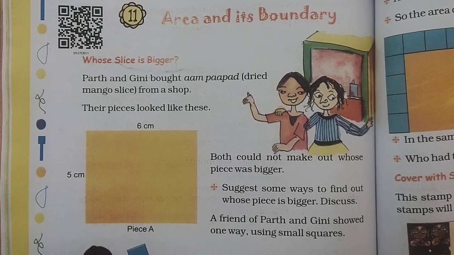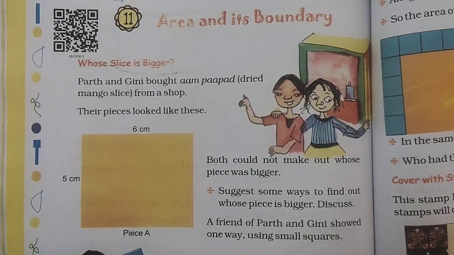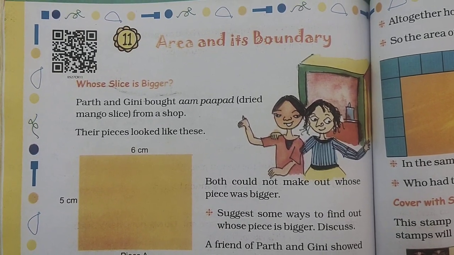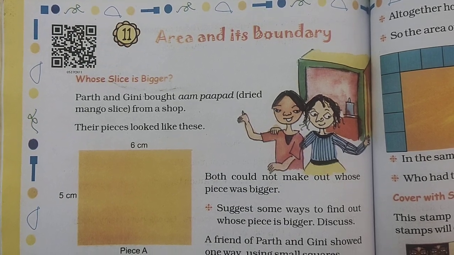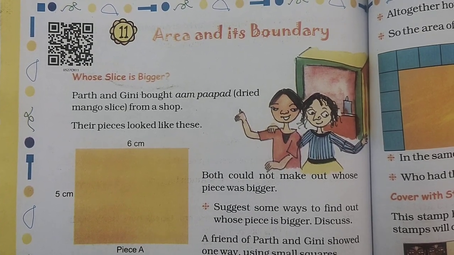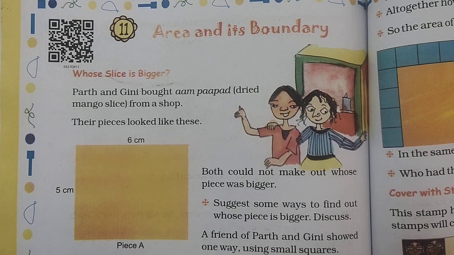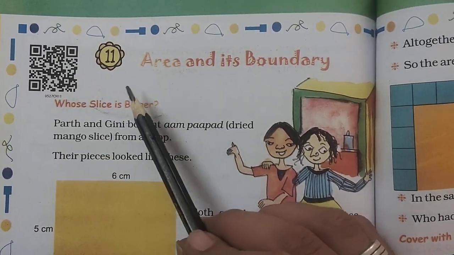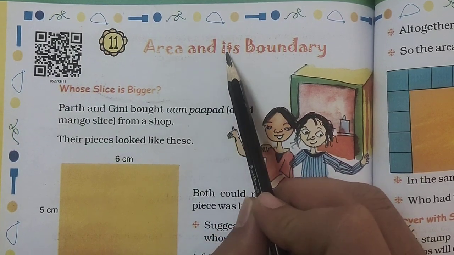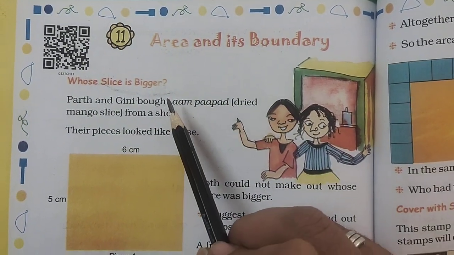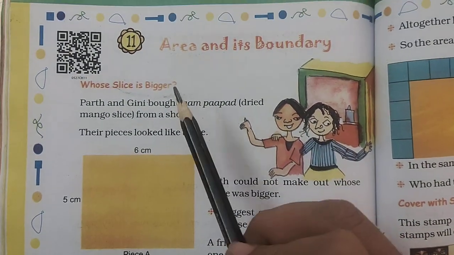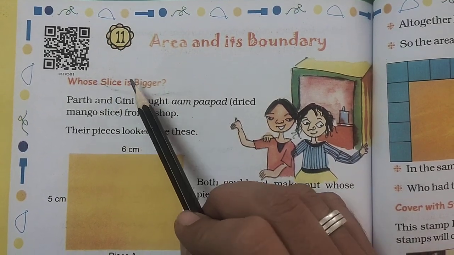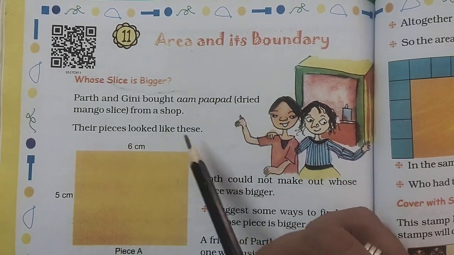Today, in this video, we will continue with the textbook exercise of this unit. Unit 11, Area and its boundary. Now let's start. Whose slice is bigger?